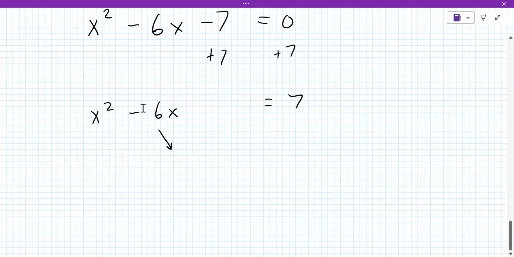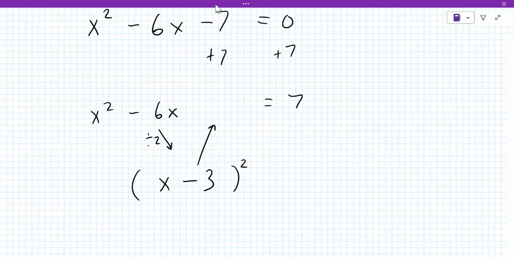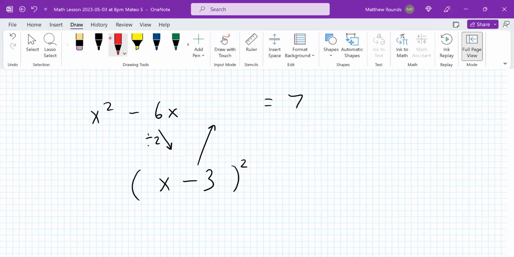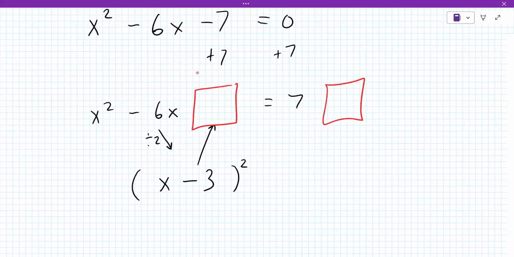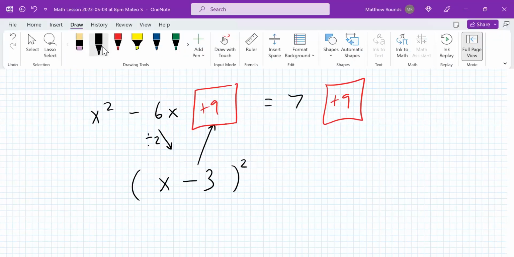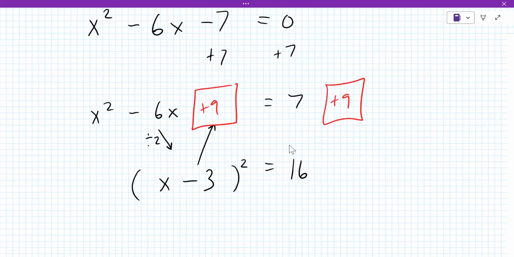Now this time though, it's -6. So half of it is -3. Whatever operator you have here, whether it's plus or minus, that's what goes here. Now, when you square a negative, you get +9. So on the right-hand side, you get 16. We like that. It works out nice.